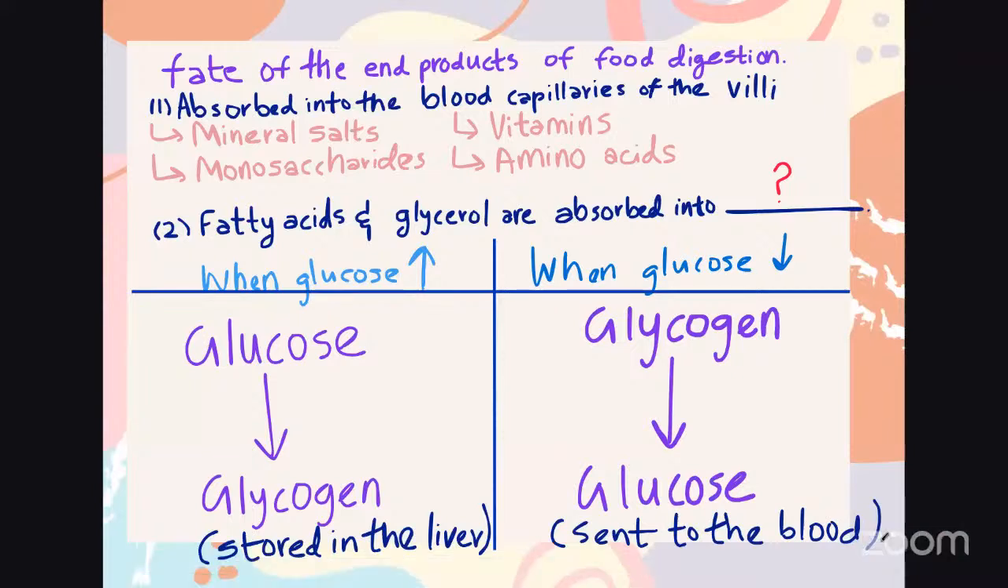So if this is the intestine, there are tiny finger-like projections called villi. These villi help us absorb material. Minerals, salts, and vitamins are all absorbed by the villi.